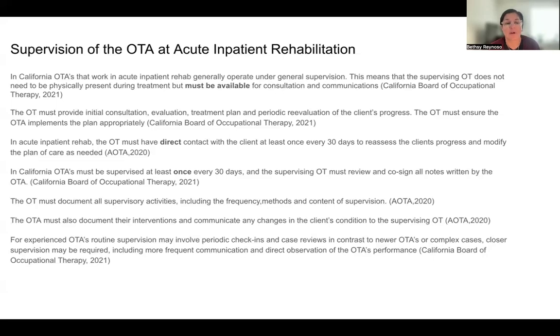The OTA must also document their interventions and communicate any changes in the client's condition to the supervising OT. For experienced OTAs, routine supervision may involve periodic check-ins and case reviews, in contrast to newer OTAs or complex cases. Closer supervision may be required, including more frequent communication and direct observation of the OTA's performance.